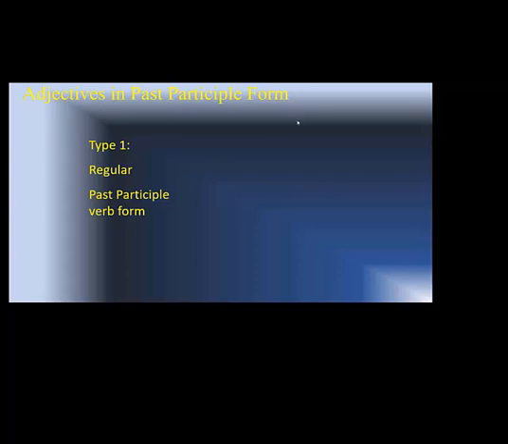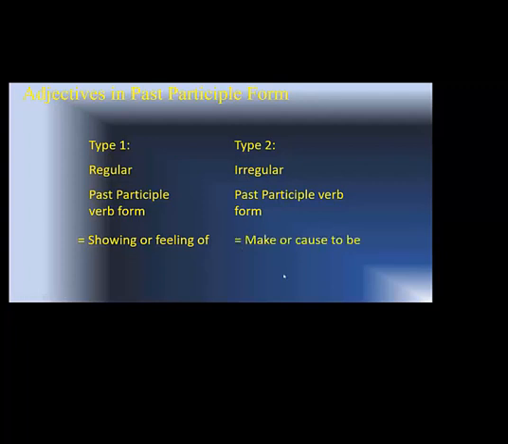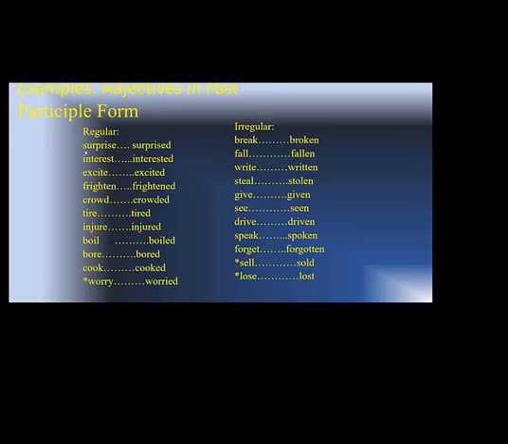Adjectives in past participle form. Type 1, regular past participle form, verb form, showing or feeling of. Type 2, irregular past form, make or cause to be. So we'll see what is the meaning of that. Regular: surprise, surprised; interest, interested; excite, excited.